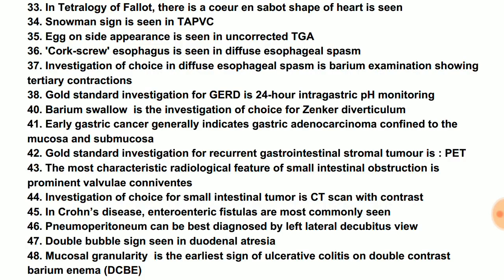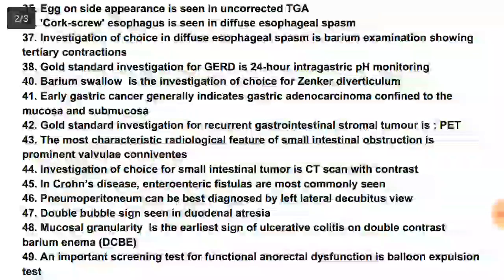Corkscrew is seen in diffuse esophageal spasm. Investigation of choice in diffuse esophageal spasm is barium examination showing tertiary contractions. Okay, gold standard investigation for GERD is 24-hour intragastric pH monitoring. Barium swallow is investigation of choice for Zenker diverticulum.